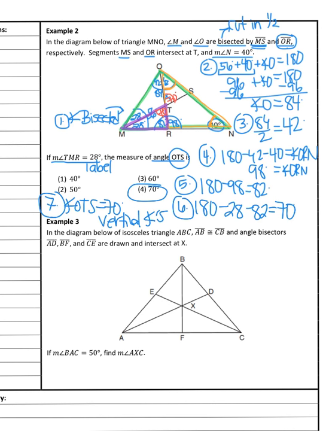Okay, now our last example here, example 3, has some more vocab in it, so let's read through it. In the diagram below of isosceles triangle, so an isosceles triangle has two congruent angles and two congruent sides, triangle ABC, where AB is congruent to CB, very important that we label this on our diagram. And angle bisectors AD, BF, and CE are drawn. So now we've got angle bisectors that create two congruent angles.